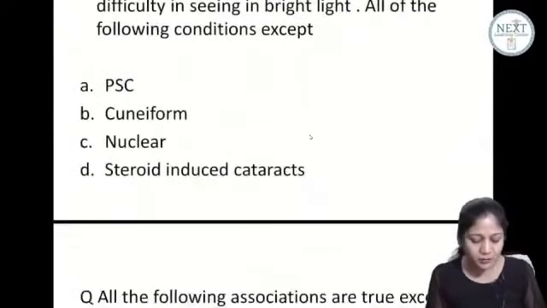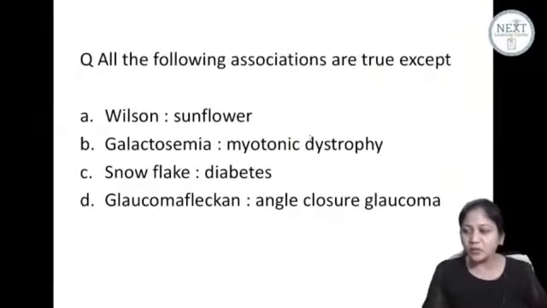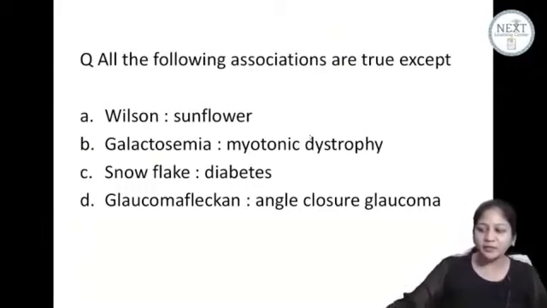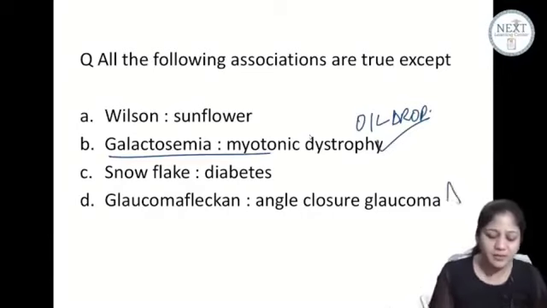ठीक है. चलो ये बताइए बच्चे, ये भी ऐसे ही सही बता दो. Good. All the following associations are true except, which is not correct. So quick. Very good. Because in galactosemia, you have an oil droplet type of cataract. Please remember, this is very, very important.